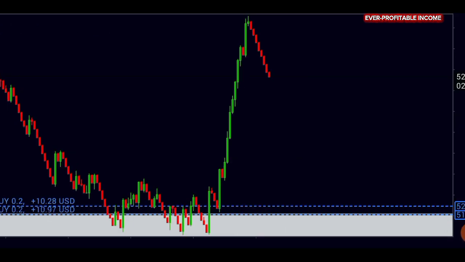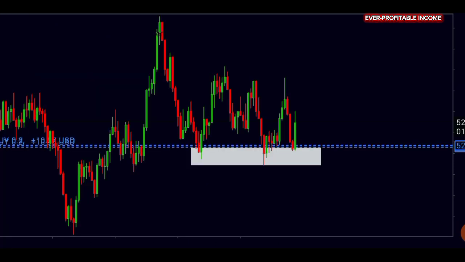Ensure you go to your higher time frame like I've shown you and mark out a strong support zone. And how do you identify strong support zones? Strong support zones are zones where price has respected multiple times. Price has tested it multiple times and it was rejected.